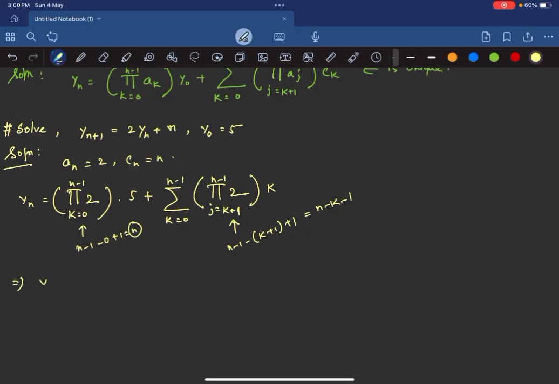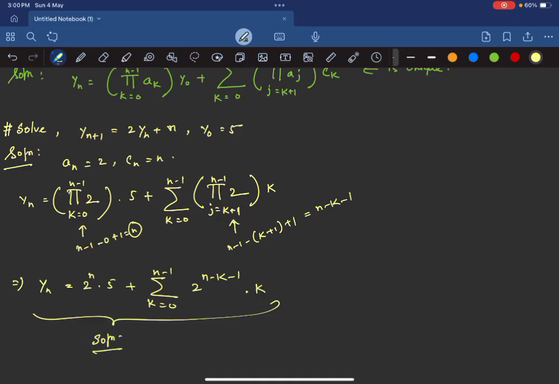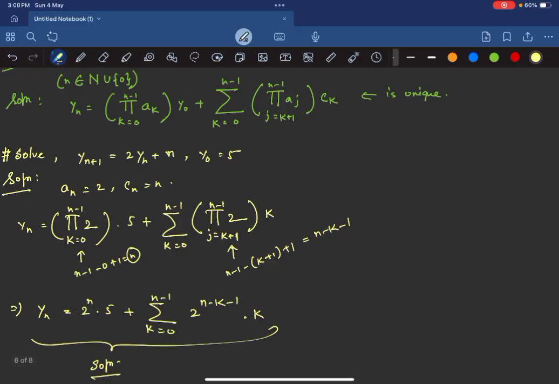So what you can write from here is yn equals 2^n into 5 plus the summation k equals 0 to n minus 1 of 2^(n minus k minus 1) times k. See, this is our solution. Okay, this is our solution. Fine. So basically you need to remember this formula and identify what the an value is and what the cn value is, substitute in the formula, and immediately you will get the answer.